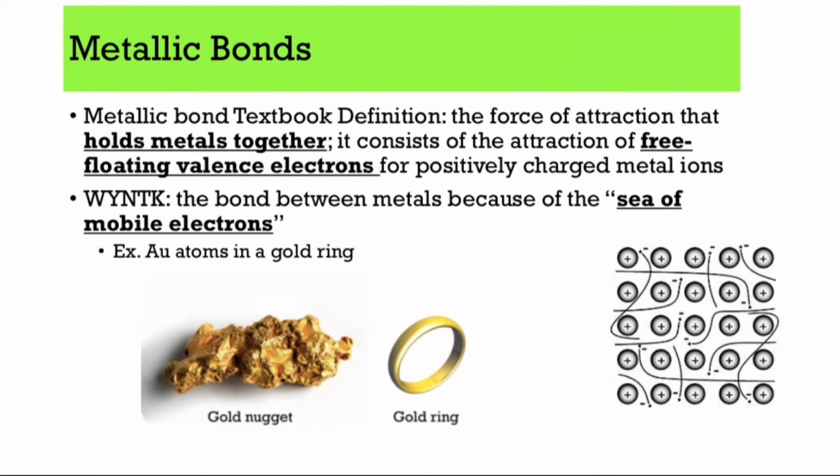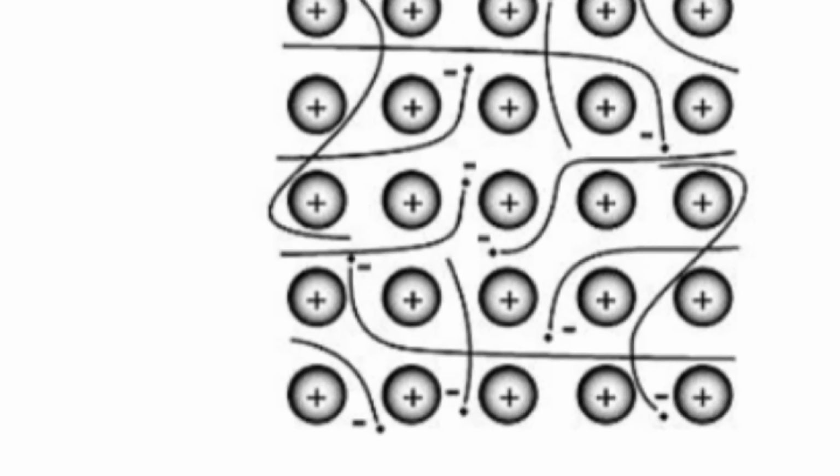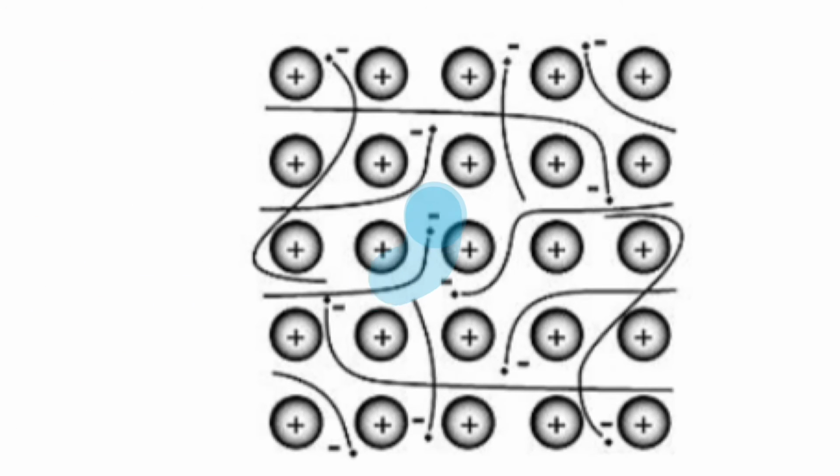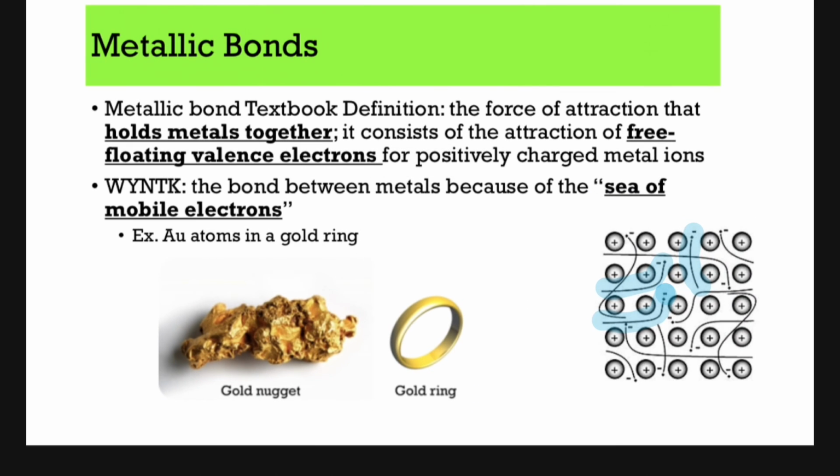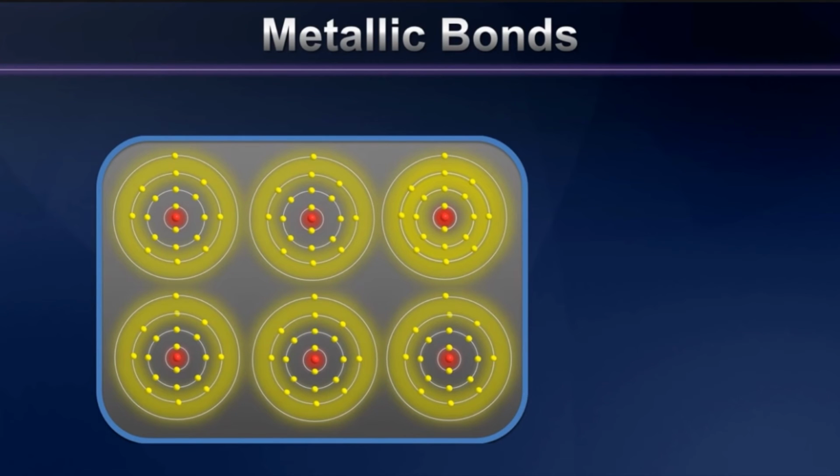The electrons are everywhere. They're just floating around, hanging out with everybody, right? Here's an electron, it's going here, there's an electron, it's going there. They're just floating around, hanging out with everybody. So that's what we meant when we said sea of mobile electrons, right? Floating valence electrons, and that is what holds metals together, right? So this is a gold nugget, that's a gold ring. Gold is a metal, and it has metallic bonds. So now we will get to see what we mean by sea of electrons.